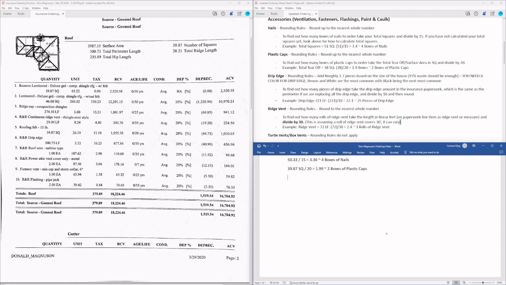Also with drip edge, you don't have to replace it every time. If it's in good shape, plenty of times I will not replace the drip edge, and that's a way that you can save some costs and get a little bit more profit because it doesn't necessarily need to be replaced on every project.